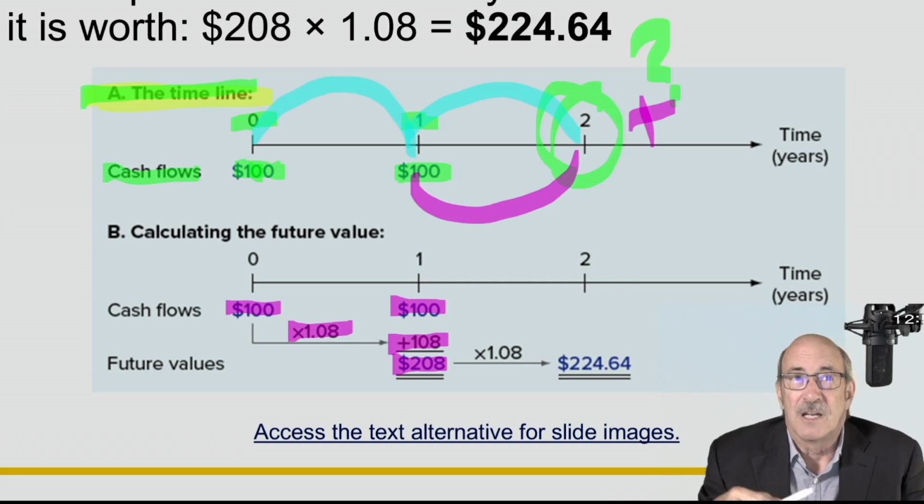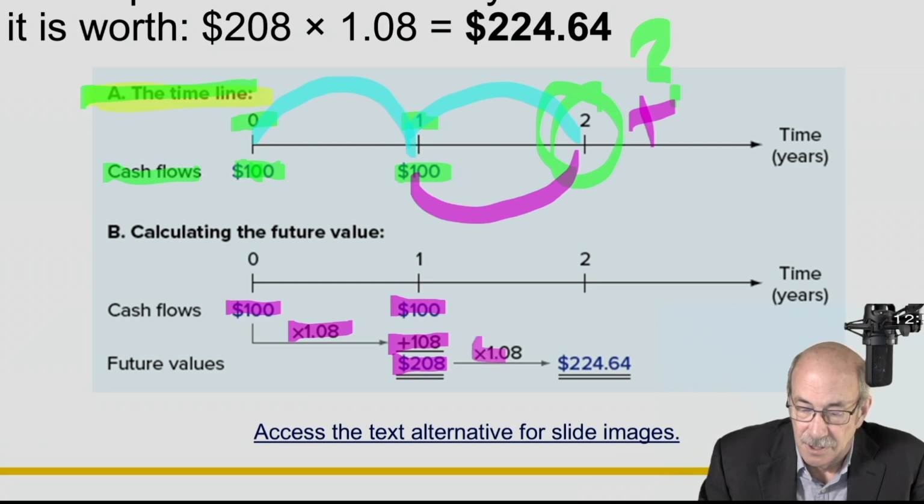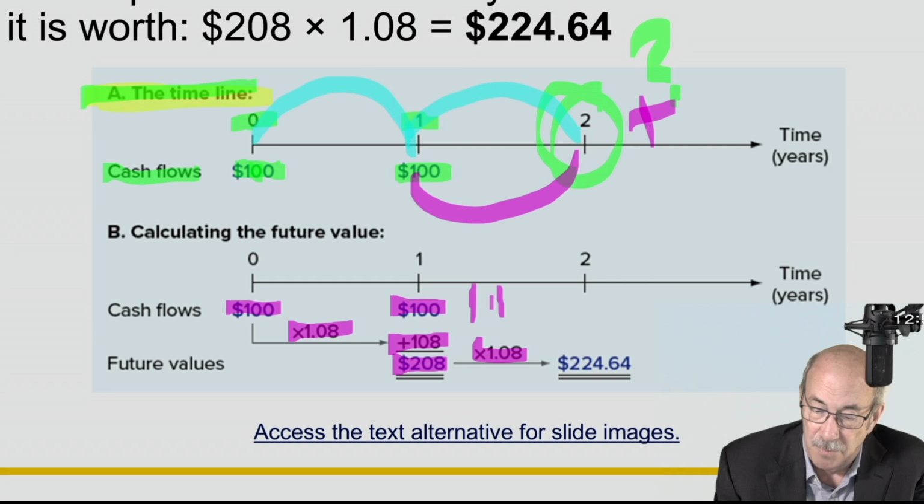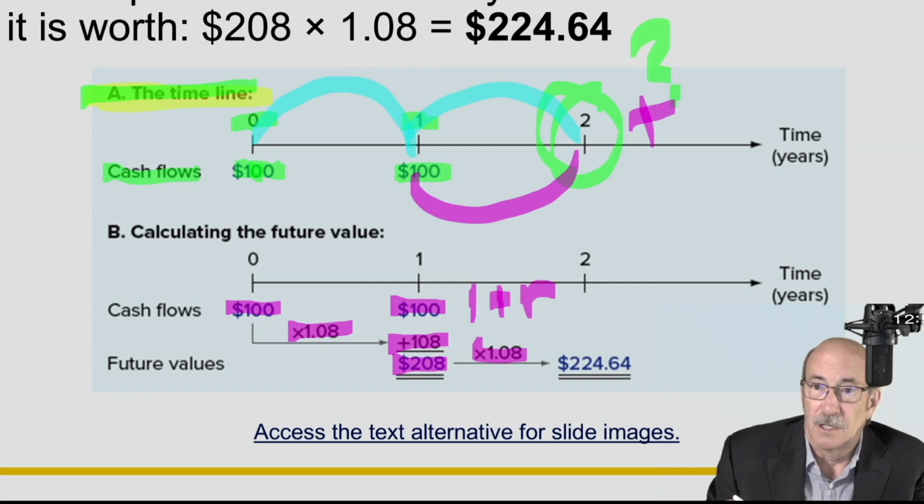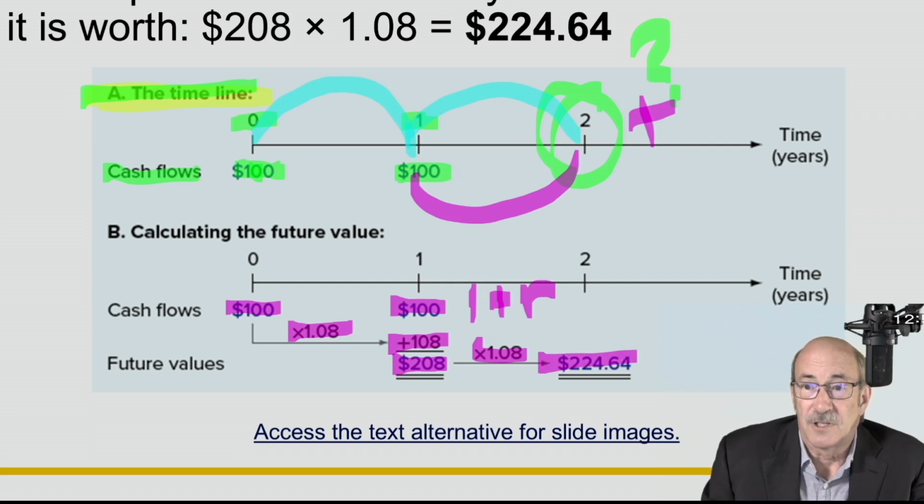And that $208 is going to earn 8% over the next year. So 208 times 1.08, just think of that as 1 plus r, where r is our interest rate. And so we'll end up with $224.64. All right? Does that make sense?